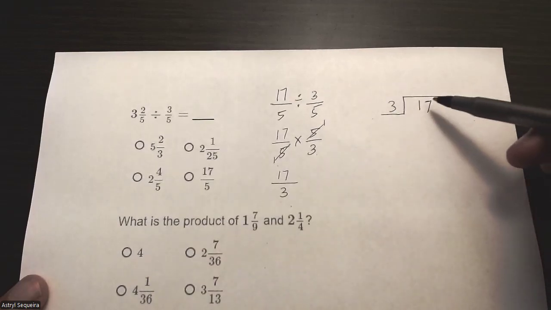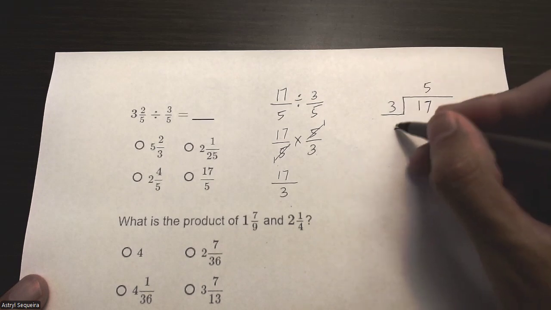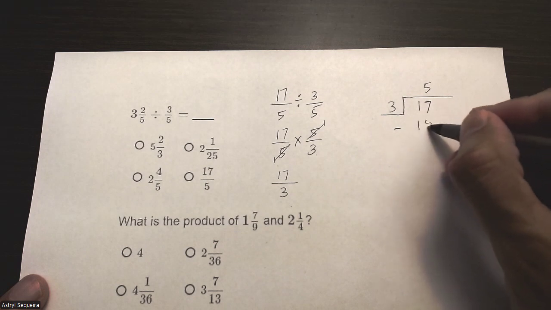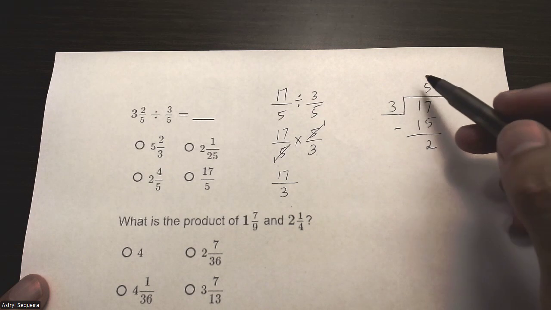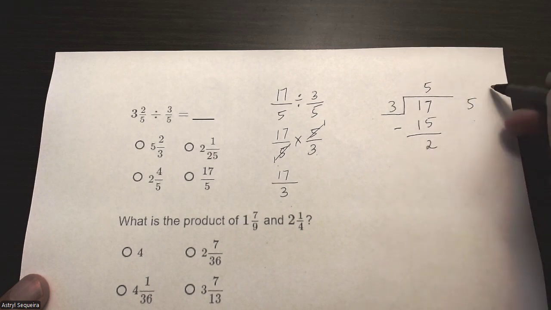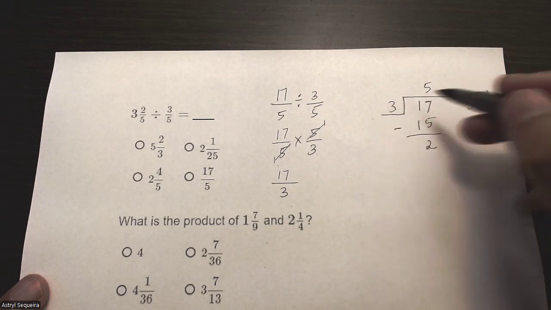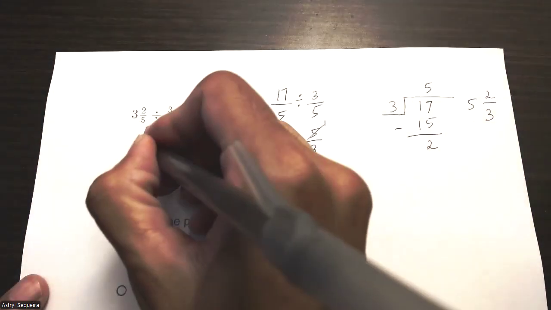So 3 goes 5 times into 17. And then 3 times 5 is 15. And if I subtract that, I'm left with 2. So my solution here is this number on the top, then my remainder on the bottom, and then my divisor on the outside as a mixed fraction, which is my first option right there.